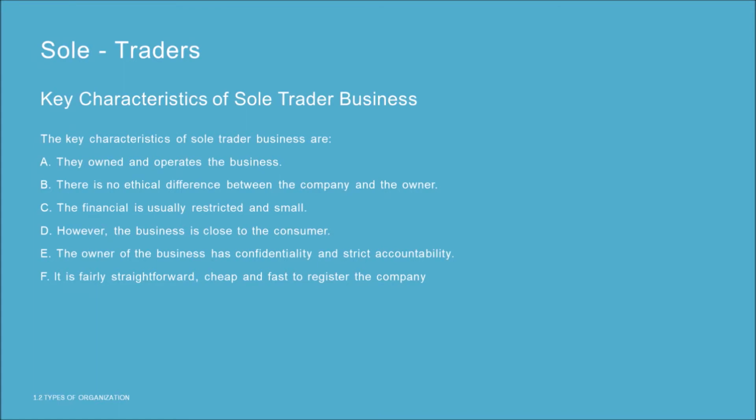Key characteristics of a sole trader business. A. They own and operate the business. B. There is no legal difference between the company and the owner. C. The finance is usually restricted and small. D. However, the business is close to the consumer. E. The owner of the business has confidentiality and strict accountability. F. It is fairly straightforward, cheap and fast to register the company.